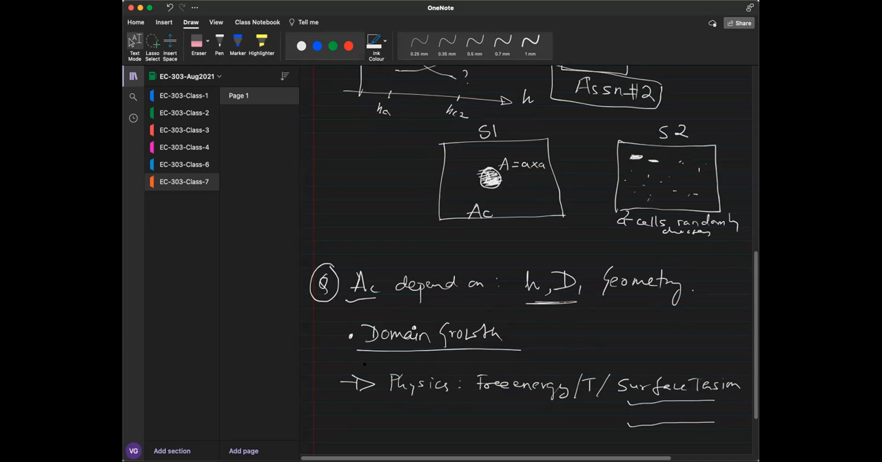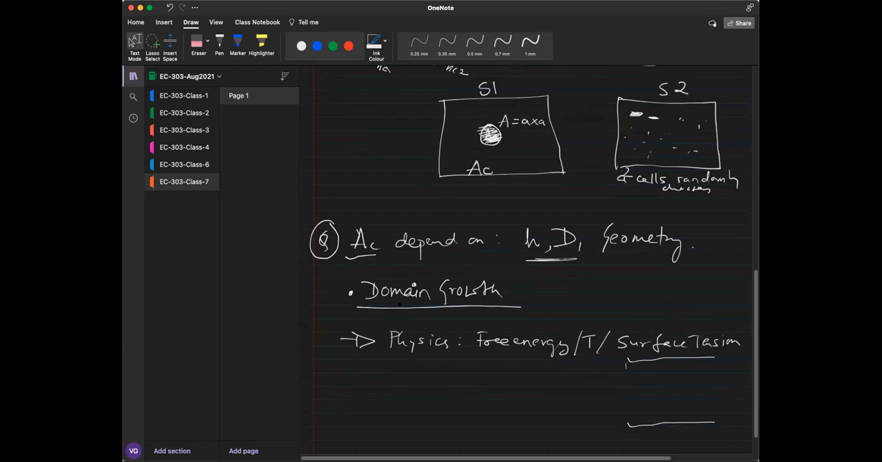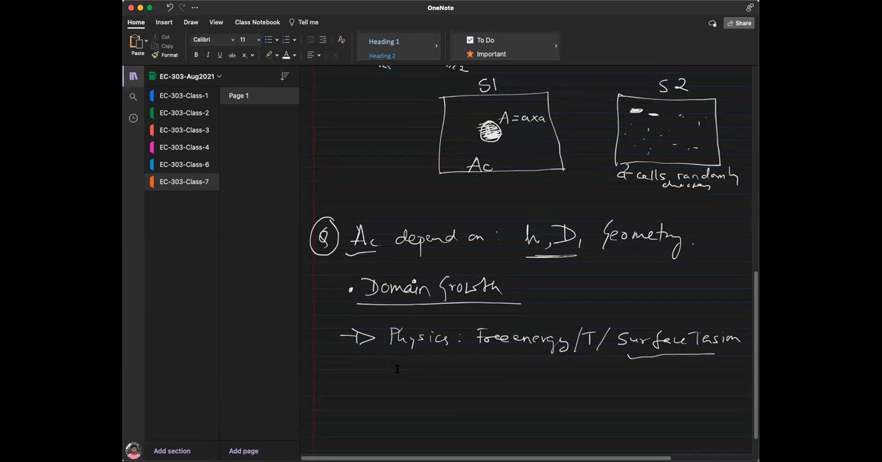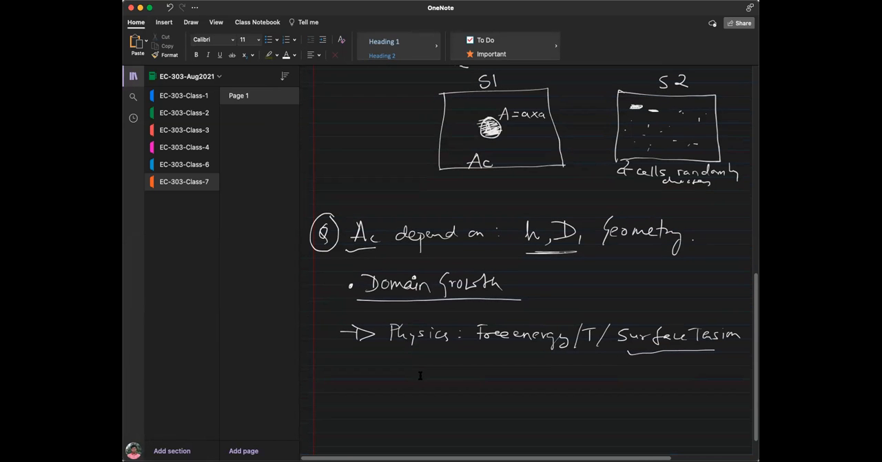So what I will do is there is a simple analytical calculation we can do to actually see what is AC, what's the minimum area of domain that is required to expand. I can actually share the analytical calculation on Canvas sometime soon. Any question?